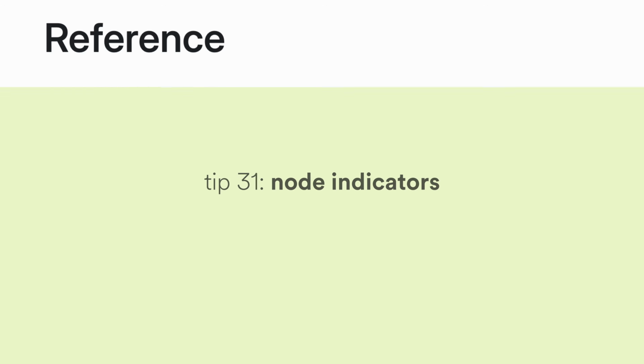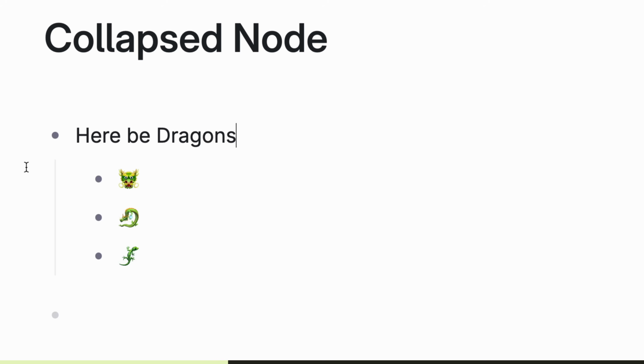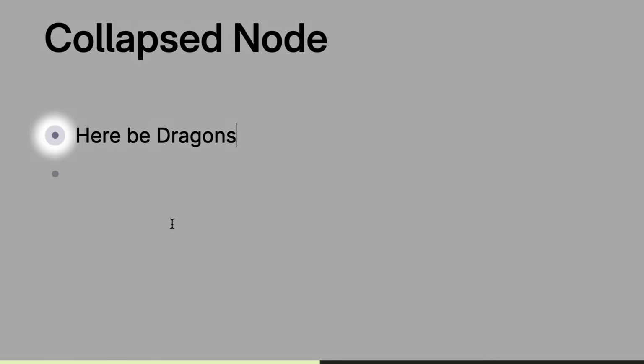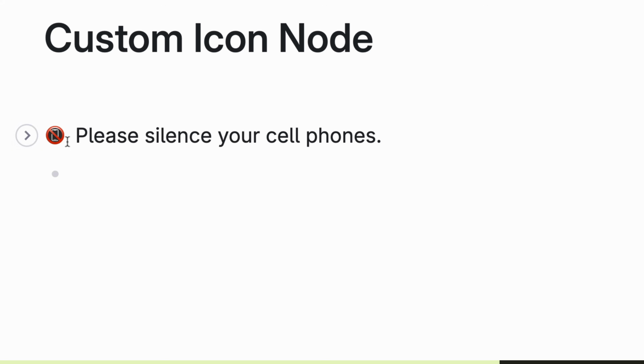Node bullets contain visual information about the node. References have a dotted line indicator. Nodes with other nodes under them that you can expand have a solid line indicator. Checkbox nodes signify complete or incomplete to-dos. You can add in custom node icons, and there are even more specific node indicators coming up soon.